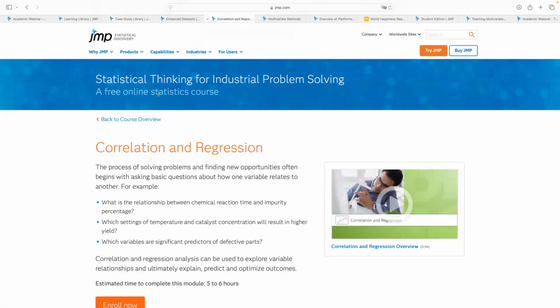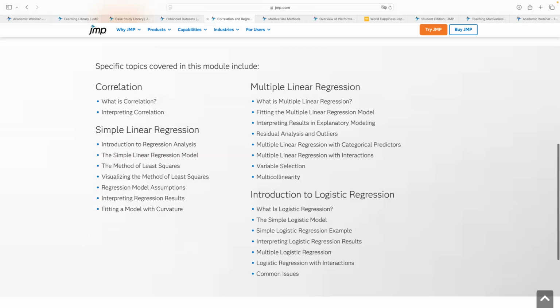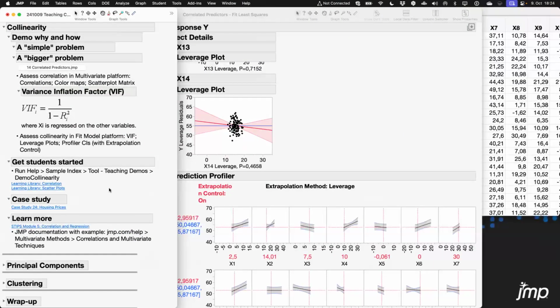Yeah. Here it is. Statistical thinking for industrial problem solving, STIPS for short. This is a correlation and regression course, and you see it also covers correlation and multicollinearity as an e-learning resource.